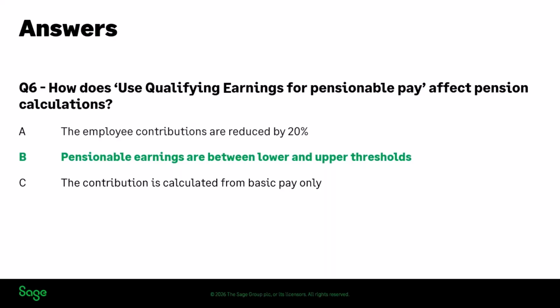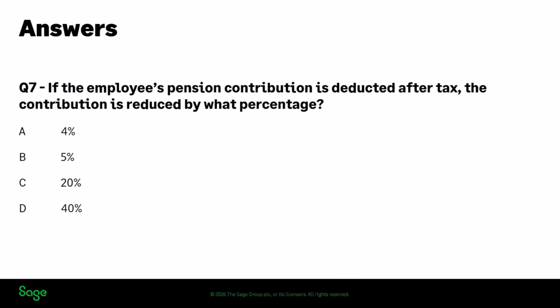And if you ever need to check what these thresholds are for each pay frequency in your payroll, you can always go to company and then legislation, and you will find the lower and upper threshold and the earnings trigger on the auto enrollment tab. So question 7, if an employee's pension contribution is deducted after tax, the contribution is reduced, but by what percentage?